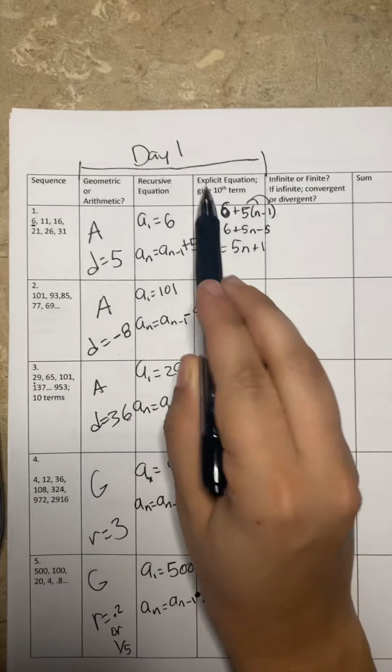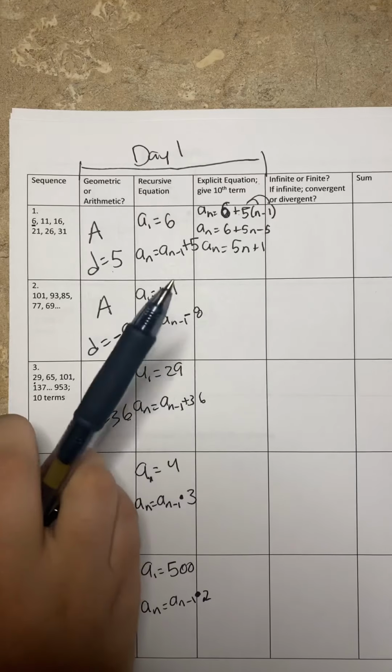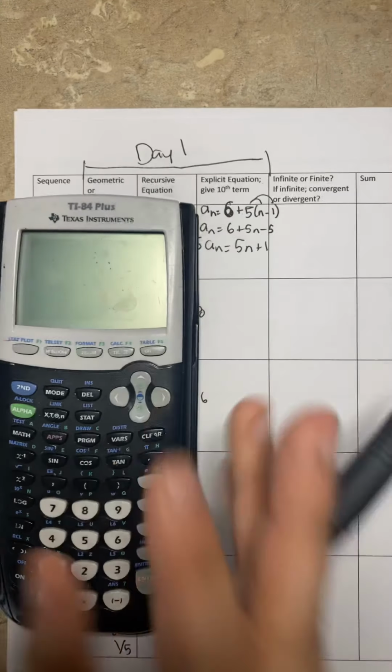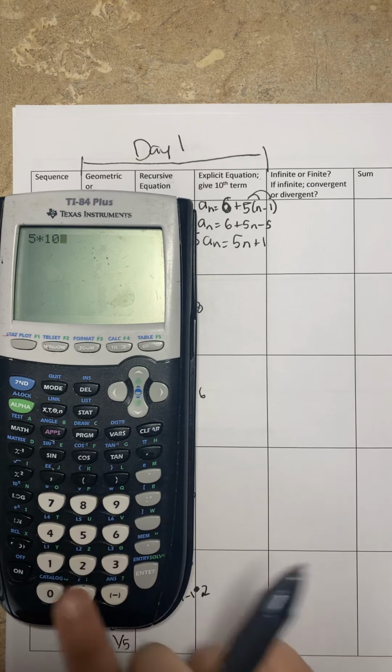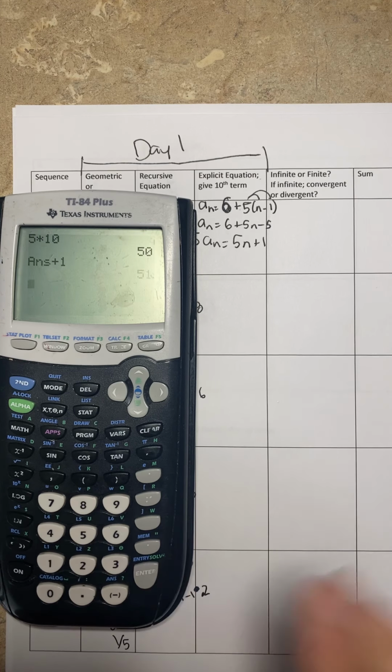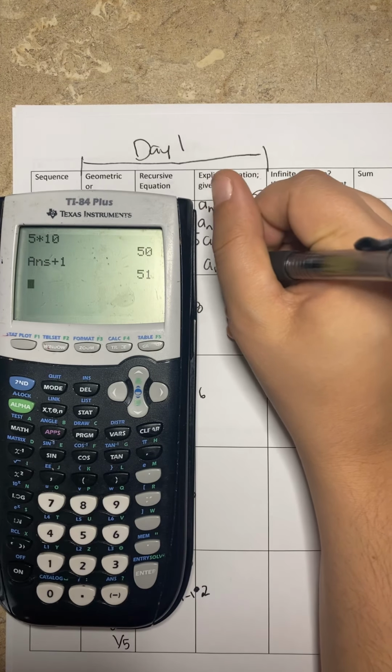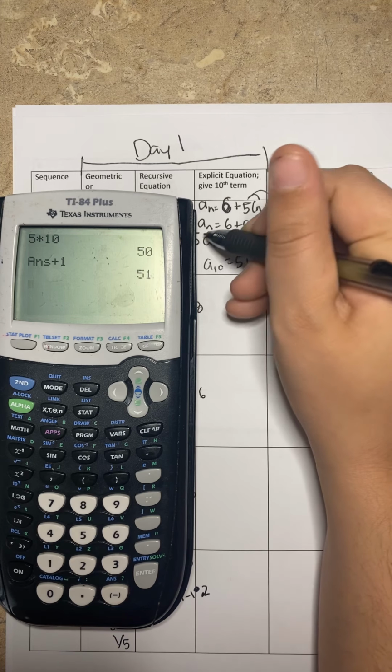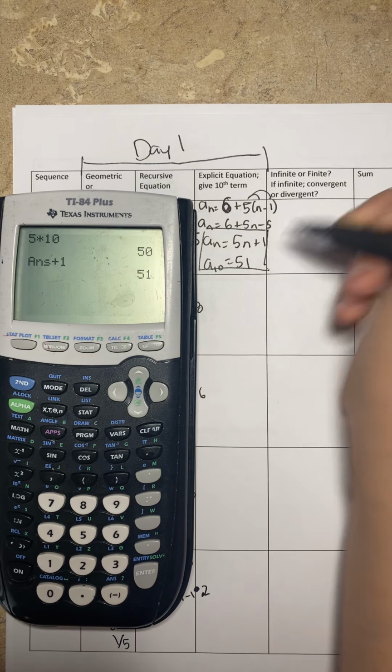And so notice it tells you to find the explicit equation and the 10th term. So the 10th term is just plugging in 10 into that equation. 5 times 10 plus 1 gives me 51. So a sub 10 is equal to 51. So both of these are my final answer there.